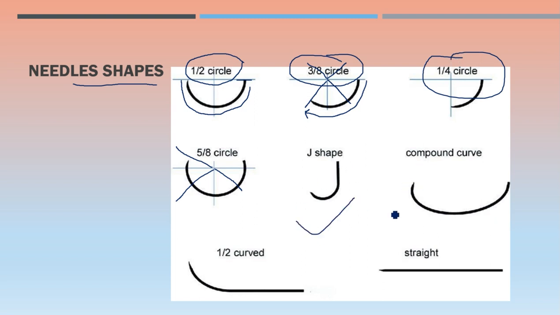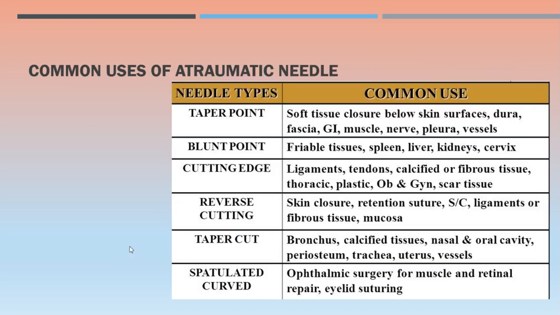Similarly, there are the J-shaped needle, the compound curve, the half curved, and the straight needle. So these are the various shapes of the needle, and depending on the region or the site where it is supposed to be used, we choose the needle shape. For example, 5 by 8 circle for urology and pelvic surgeries, right? And the J shape or half curved needles are commonly used in cases of minimal access surgery also.